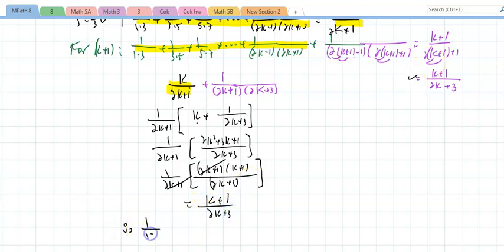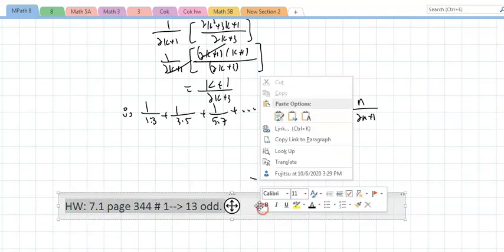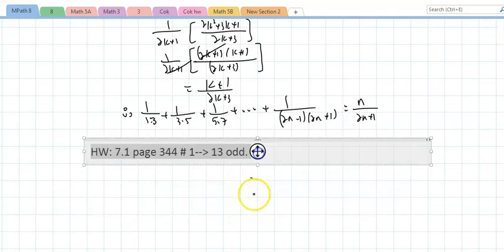Therefore, 1 over 1 times 3 plus 1 over 3 times 5 plus 1 over 5 times 7 plus 1 over 2k minus 1 times 2k plus 1, not with a k, with an n, equals n over 2n plus 1. The original statement. And basically you're done. And there's your homework.